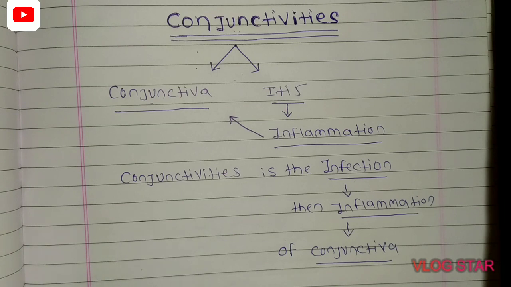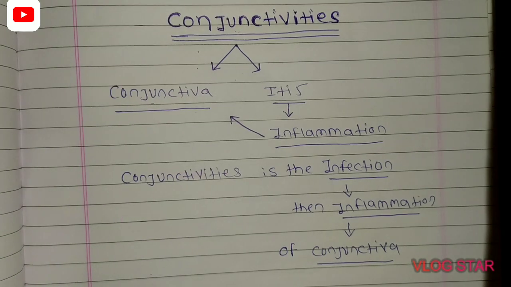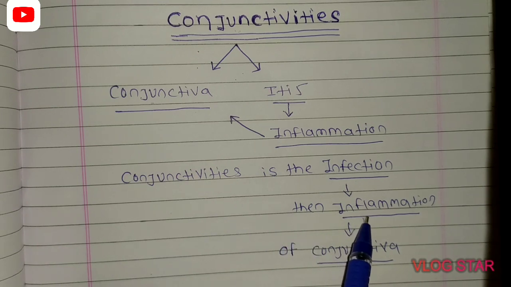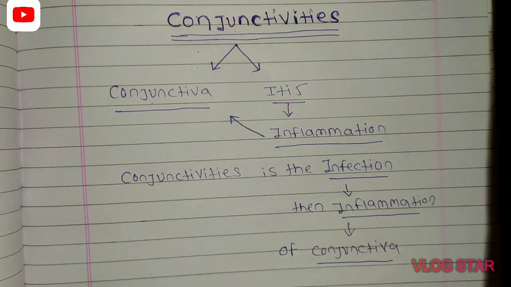The answer is foreign bodies, like bacteria and viruses. These bacteria or viruses or other foreign bodies or dust particles enter into the conjunctival sac, and further they cause the infection of the conjunctival sac or conjunctiva, and further they produce inflammation, and finally conjunctivitis occurs.